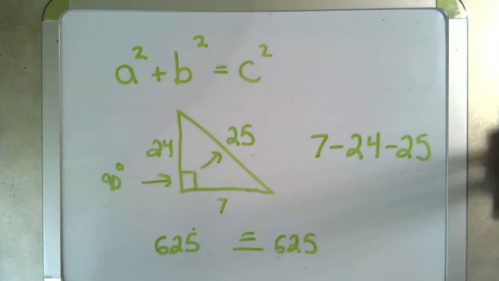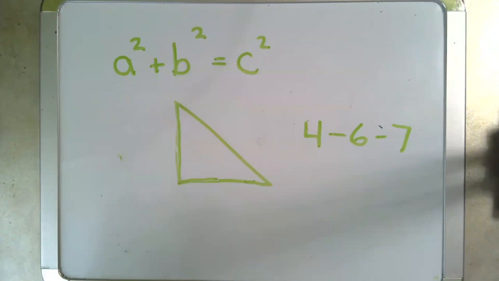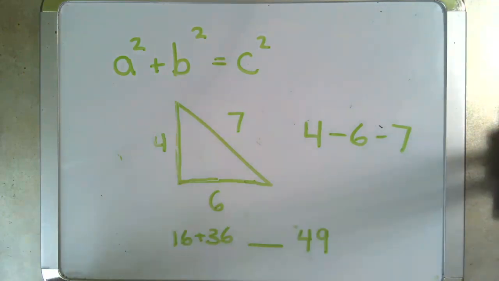Now, let's take a look at some other possibilities. One of our other options on that front page was 4, 6, 7. So let's assign those and let's check out the math. All right, so let's do that math. So 16 plus 36 on one side, 49 on the other side. And when we do that math, we get 52 versus 49. So in this case, the sum of the squares of our legs is larger.